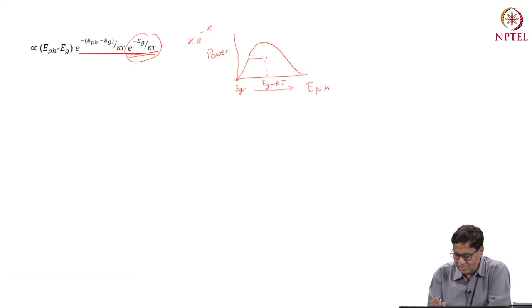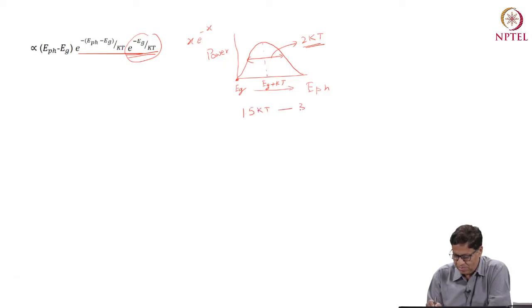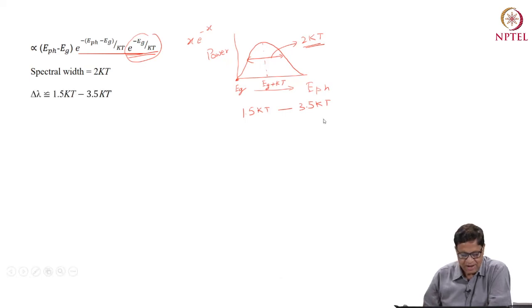And if I see this distance or this width, this is nothing but 2 KT. So this is actually the spectral width of the light emitting diode. I have taken so many approximations, so that is why it is 2 KT, but in actual practice, this is 1.5 KT to 3.5 KT. Experimentally, it is found that this delta lambda is between 1.5 KT and 3.5 KT.